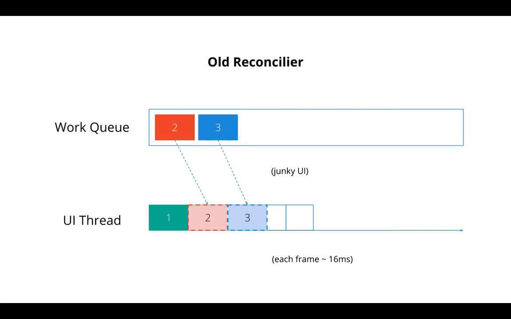So if you have multiple works coming in, multiple components need to update, multiple stuff that we need to do, basically you can see how those add up, and slowly our frame rate starts to drop.